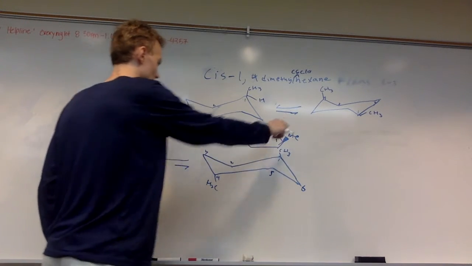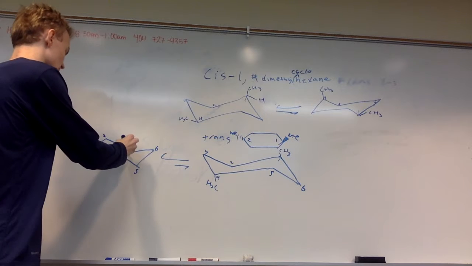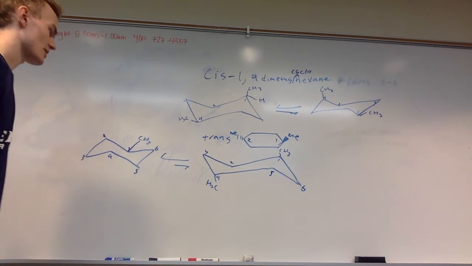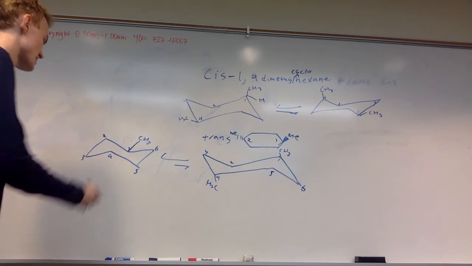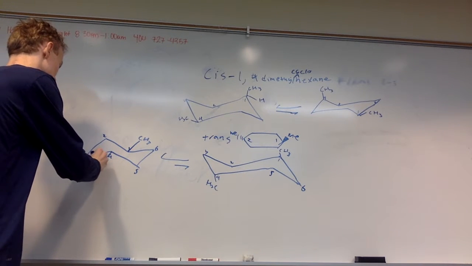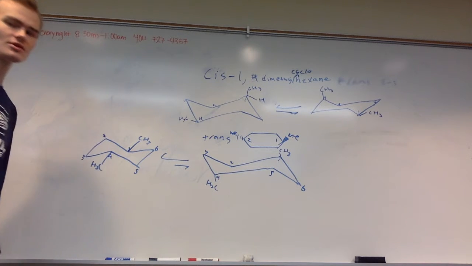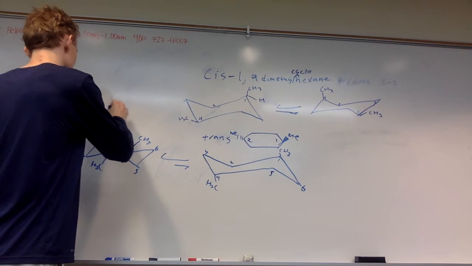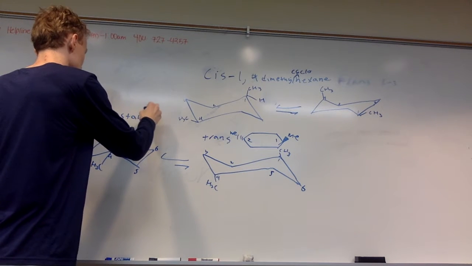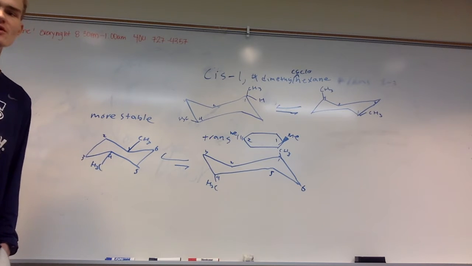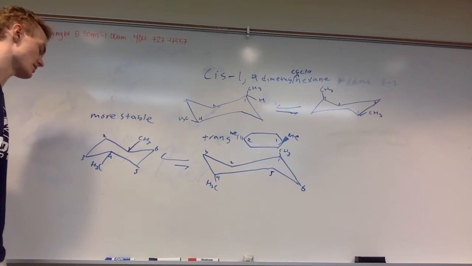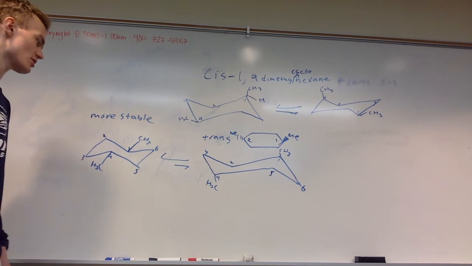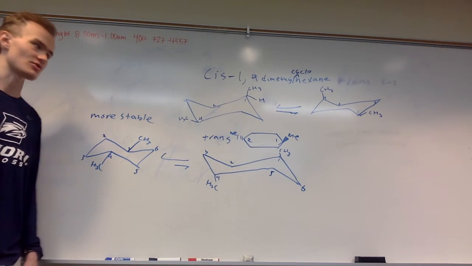So now what's going to happen is, we're saying that this is our 1, this is our 2. So 1 was going up. So this is our 1 in an equatorial position, and then our 4 is also going to be in an equatorial position, like this. So here you can clearly see that this one is more stable, and you know that's more stable because both of the substituents are on equatorial positions.